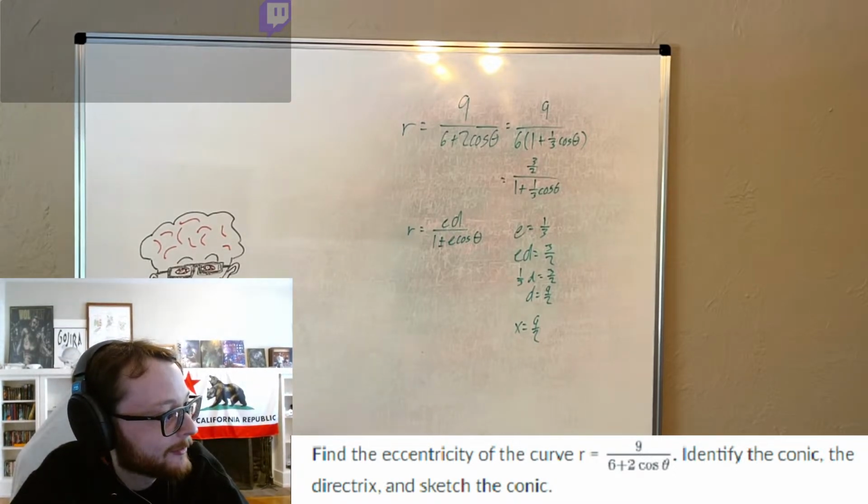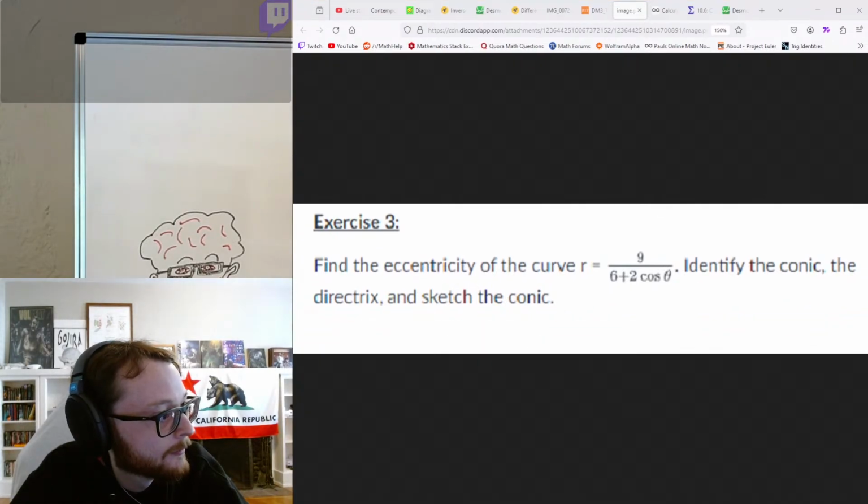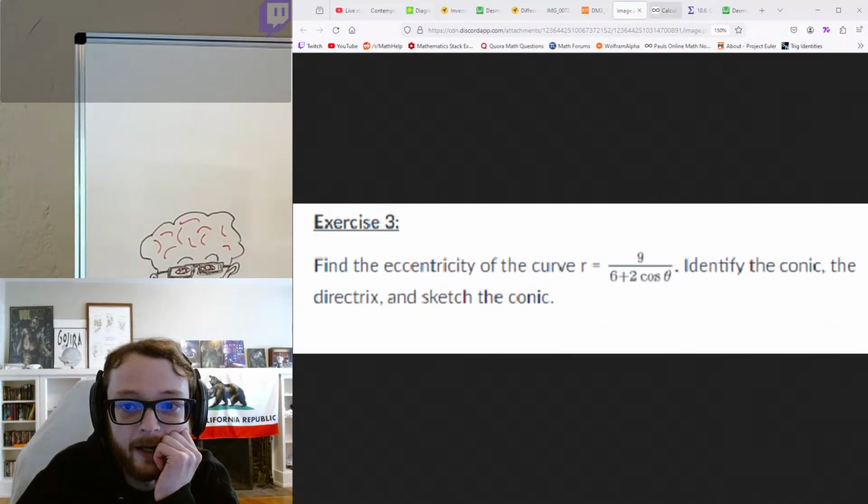Which I don't know how to sketch things from the eccentricity and directrix. I might be able to figure it out though. Yeah.